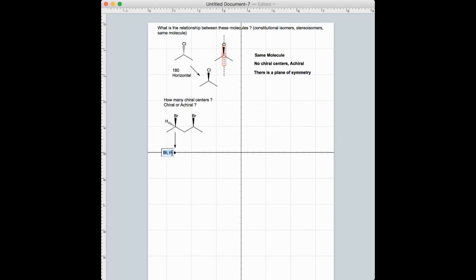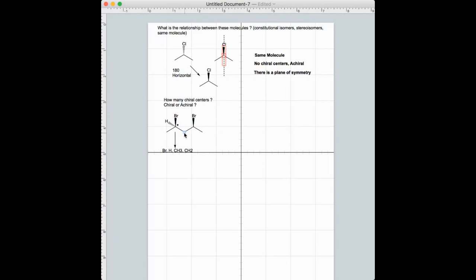On the left side is a CH3. And on the right side, there is a CH2. So this is clearly a carbon bonded to 4 different groups. Therefore, we can say that this carbon, it is indeed a chiral center. And I'm going to place the star symbol to show that it's a chiral center.